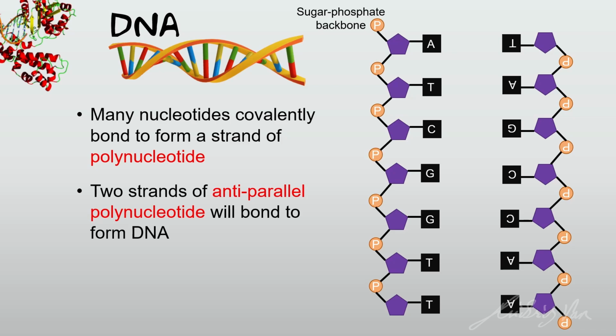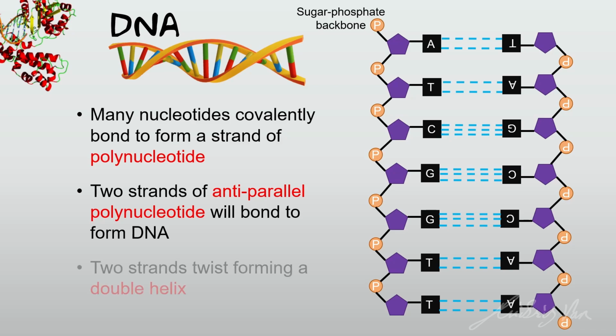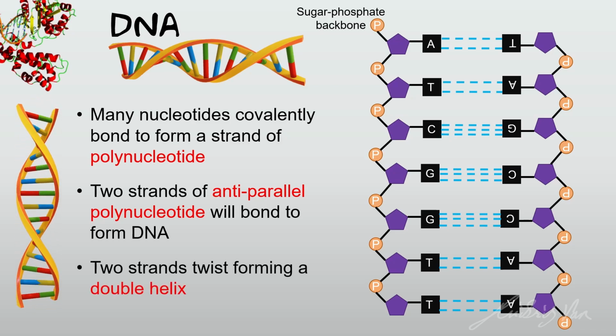So two strands of antiparallel polynucleotides will bond to form your DNA. So the bond between the two strands of antiparallel polynucleotides is hydrogen bond. Again, hydrogen bond is FYI, more for your info. And these two strands, they will twist and form a double helix, which you can see down here. So this is the structure of DNA. It is made up of two strands of antiparallel polynucleotides, which twist to form a double helix.